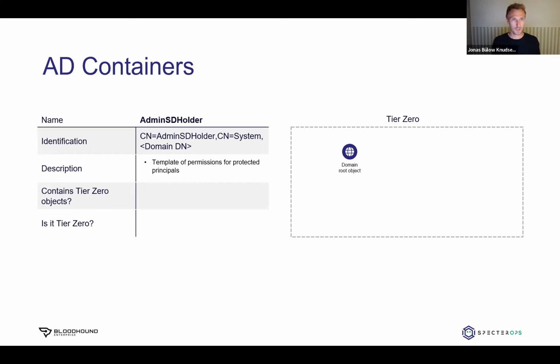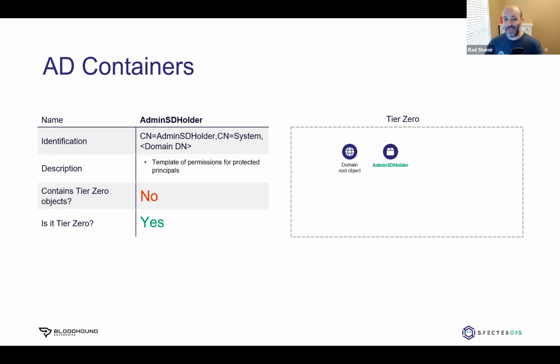And the way it works is that the security descriptor of AdminSDHolder is replicated to these protected accounts by a process called SDProp, and it happens every hour by default. So if you have control over AdminSDHolder, that control will also be replicated to these highly privileged accounts in the environment. So yeah, if you have control over AdminSDHolder, you will also have control over tier 0. So even though the object does not contain any tier 0 objects, it is definitely a tier 0 object.